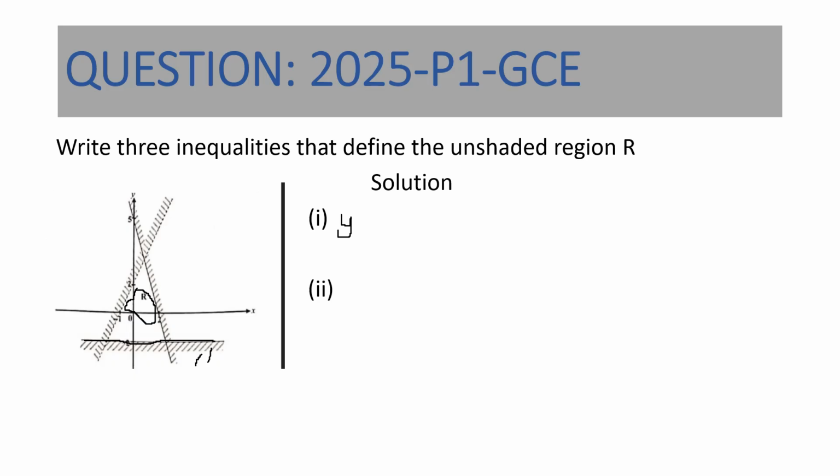That is the shaded part. Now the unshaded, which is the top part which we are defining, is where y is greater. So in this case, it will be y is greater or equal to -2. So that's the first inequality. Y is greater or equal to -2. Then we move on to the next one.